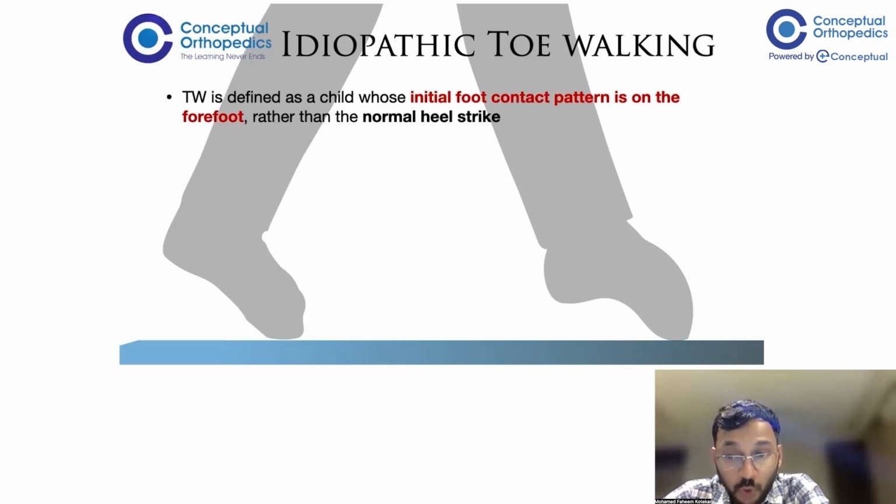Toe walking can be caused by a number of causes, but in the absence of another cause for toe walking, a diagnosis of idiopathic toe walking is made. Now, this is basically a diagnosis of exclusion. Toe walking as such can represent a normal developmental pattern in early gait development, and these toe walkers spontaneously resolve in about 80 to 85% of cases, they become normal.